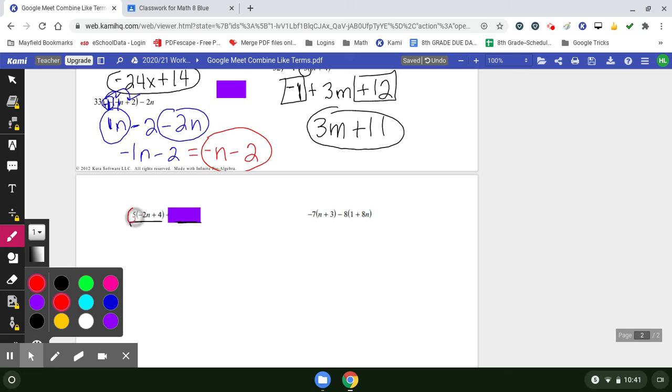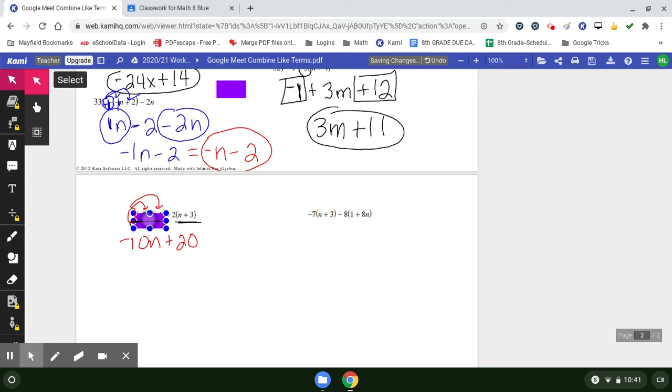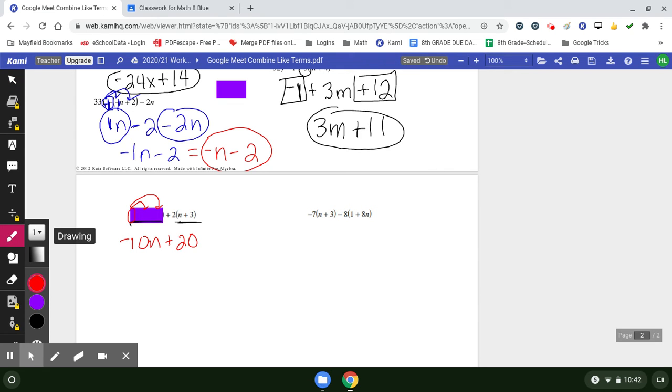So I'm going to distribute out that 5. 5 times negative 2 is negative 10. And 5 times 4 is positive 20 or plus 20. Now I'll move my Post-it to the second half. And if I look at that, now I'm going to be distributing out that 2 or positive 2. So 2 times n is 2n. 2 times 3 is 6, positive 6.